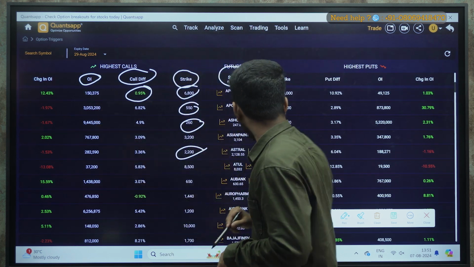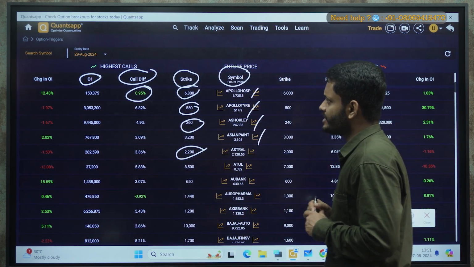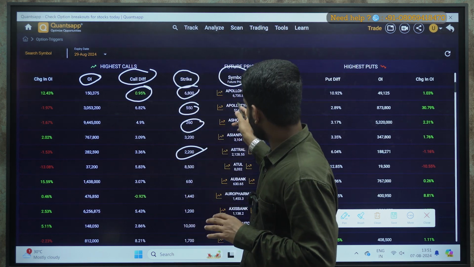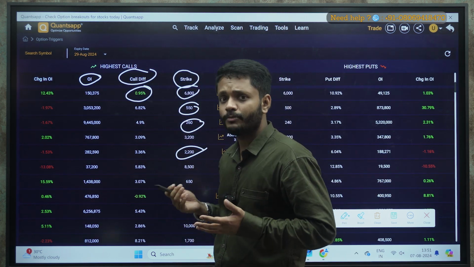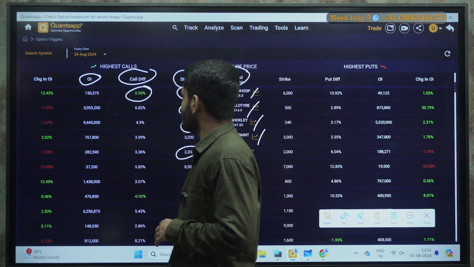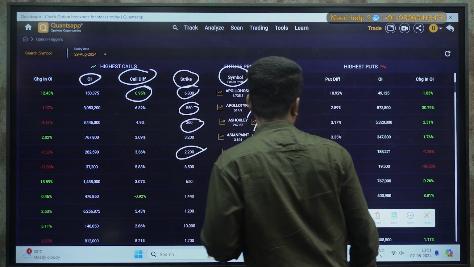The next comes OI. Open interest is again self-explanatory. There is no need to explain open interest, correct? So for Apollo Hospital at 6800 strike, how many contracts are open? Approximately, I would say 1,50,000 contracts, correct? So open interest is self-explanatory, I would say.